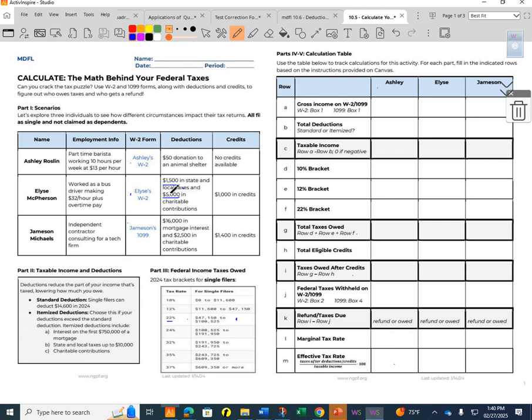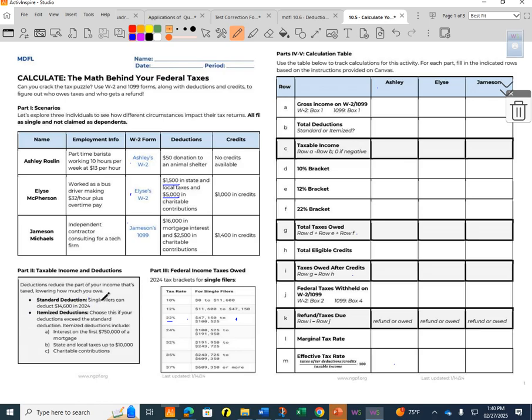Now this has nothing to do with the deduction. Credits and deductions are completely separate things. Deductions come off of your taxable income, and credits are subtracted after you figure out what tax you owe. You subtract the credits, and then that is your actual tax bill. So you're going to have to decide for each of these people, should they take the standard deduction or should they take the itemized deduction?